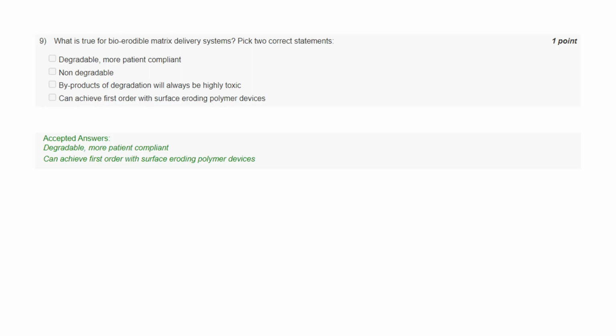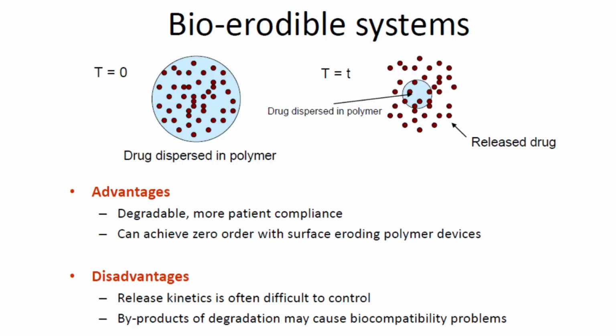These bioerodible matrix systems are degradable, they're more patient compliant, and they can achieve first order with surface eroding polymer devices. So whenever you see questions like this where you have to choose two correct statements, make sure that you answer both of these. Because right now I'm getting one correct answer from two different people. So make sure you choose both the options.